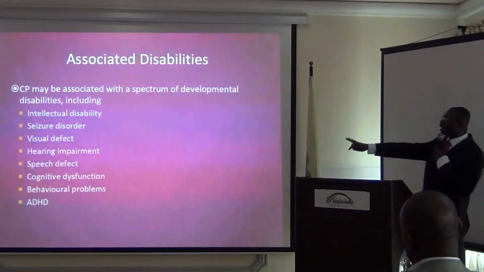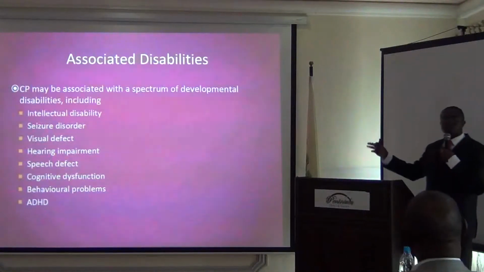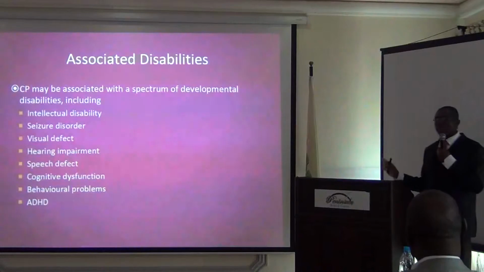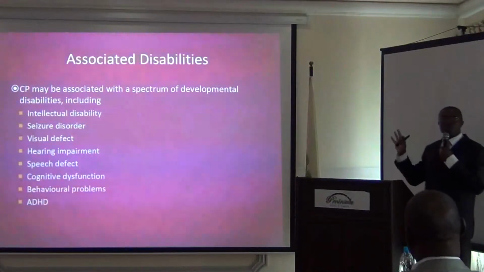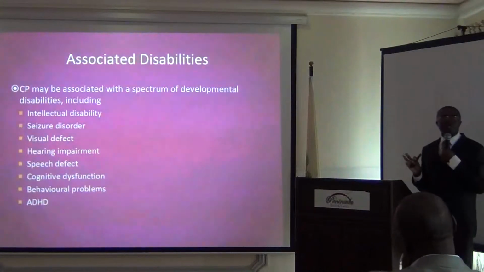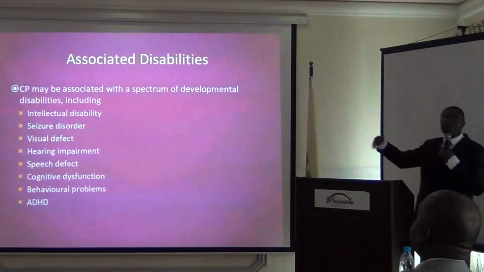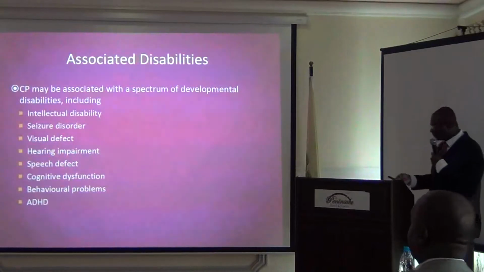But if a child has attention deficit hyperactivity disorder and he does not have a motor disability, we cannot call that cerebral palsy. Okay, so for us to say there's cerebral palsy, that motor disability must be there first. And then if he has any of these other things, then we call them associated disabilities.